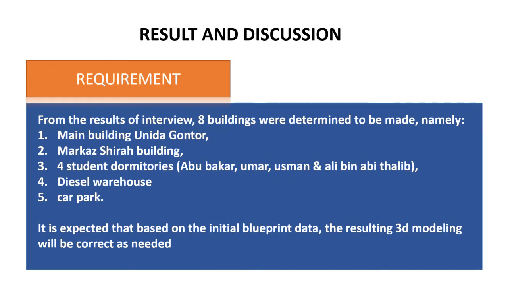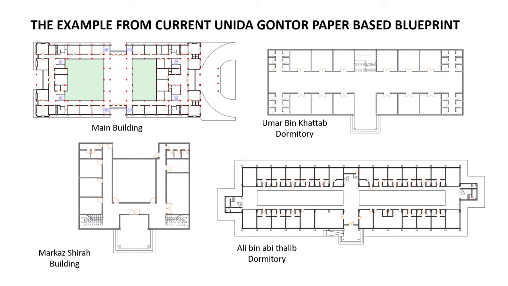From the result of interview, 8 buildings were determined to be made, namely, first, main building of UNIDA Gontor, second, Markas Sirah building, third, 4 student dormitories, as Abu Bakar, Umar, Usman, and Ali bin Abi Thalib dormitory. Then diesel warehouse, and the last is car park. It is expected that based on the initial blueprint data, the result 3D modeling will be correct as needed. Here we show you the example from current UNIDA Gontor paper-based blueprint master plan.